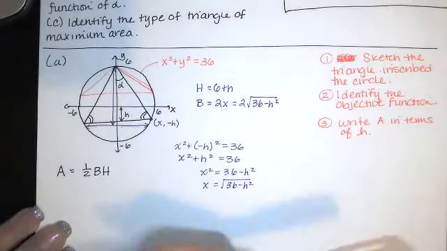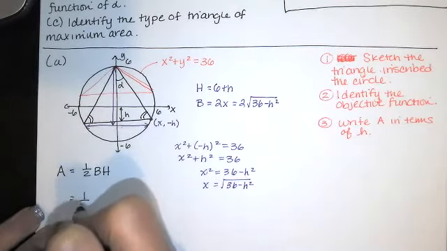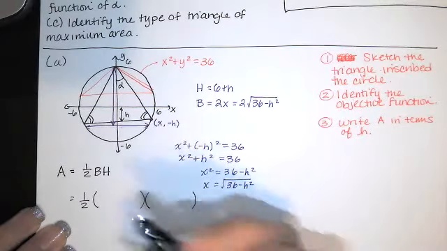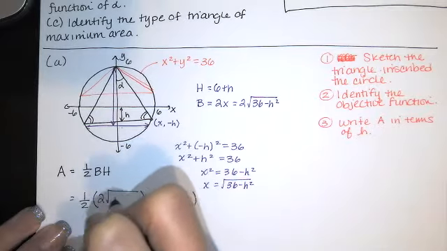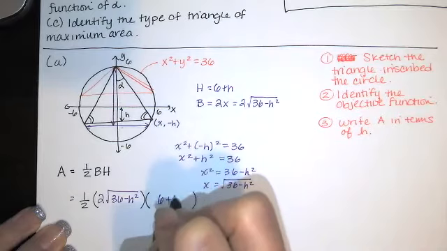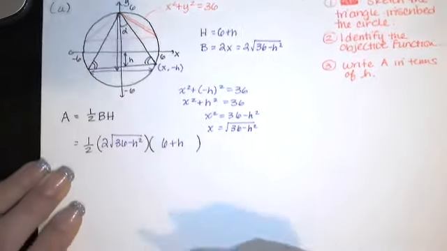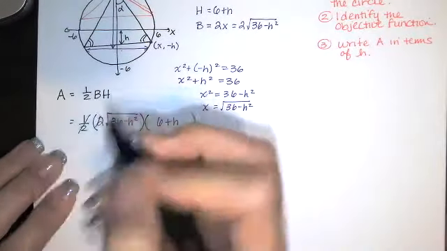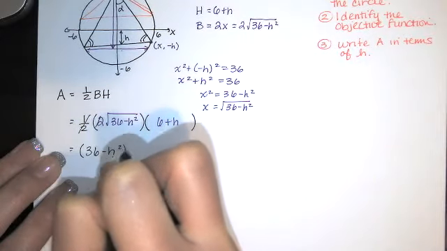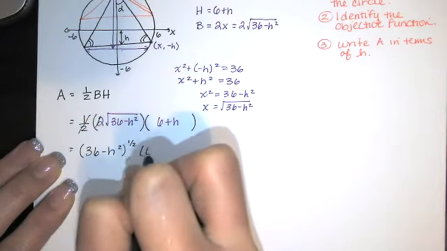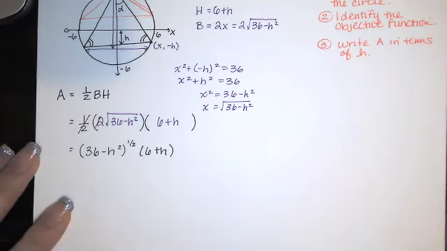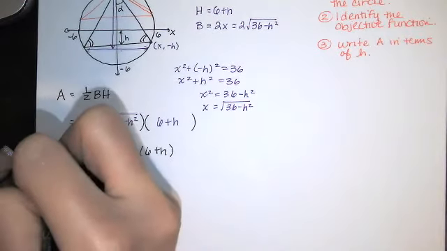Okay, so I've got area is 1/2 of the base times the height, and the base is 2 times the square root of 36 minus h squared. The height is 6 plus h. The 2's reduce, and it will probably be better to write it this way for when we take the derivative in a little bit. So now I've got area as a function of h.